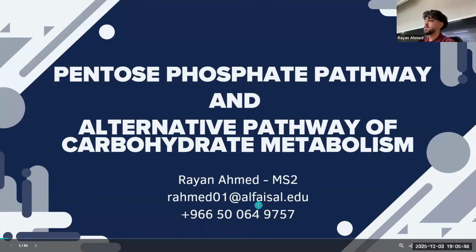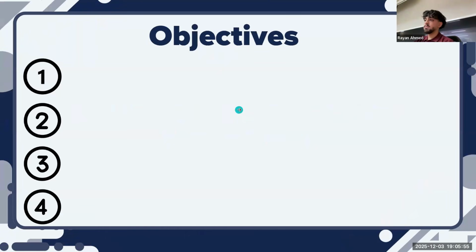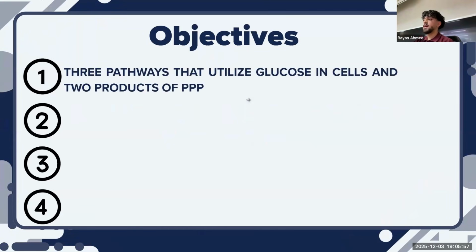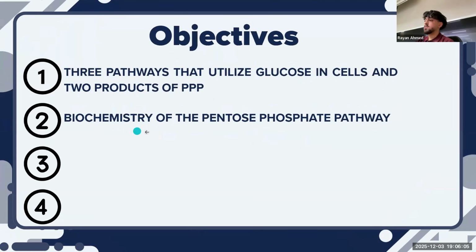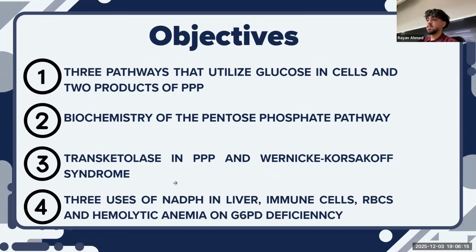Okay. Let's begin. First we're going to be talking about the pentose phosphate pathway. We have four objectives. The first one is three pathways that utilize glucose in cells and two products of the pentose phosphate pathway. The second objective is the biochemistry of the pentose phosphate pathway. The third objective is transketolase in the pentose phosphate pathway and Wernicke-Korsakoff syndrome. The fourth objective is three uses of NADPH in liver, immune cells, RBCs, and hemolytic anemia in G6PD deficiency.